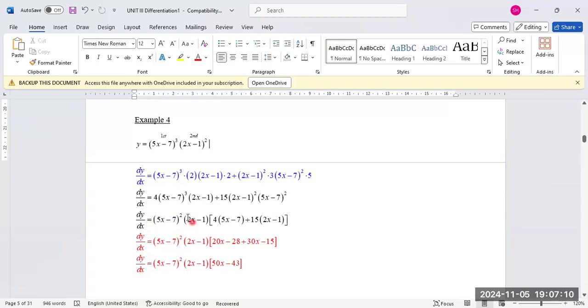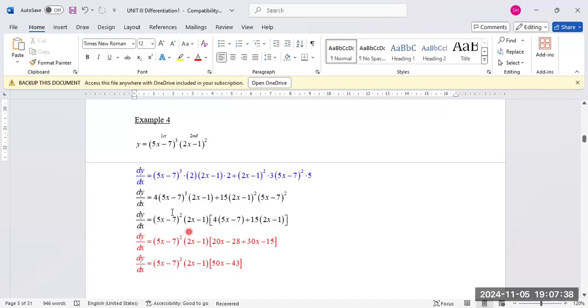Watch this too. You see this 2x minus 1? Boom. 2x minus 1. Boom. The only thing that is going to change thereafter is what is now inside of my square brackets. 4 times 5x is going to be 20x. 4 times negative 7 is going to be negative 28. 15 times 2x is going to be 30x. And 15 times negative 1 is negative 15.